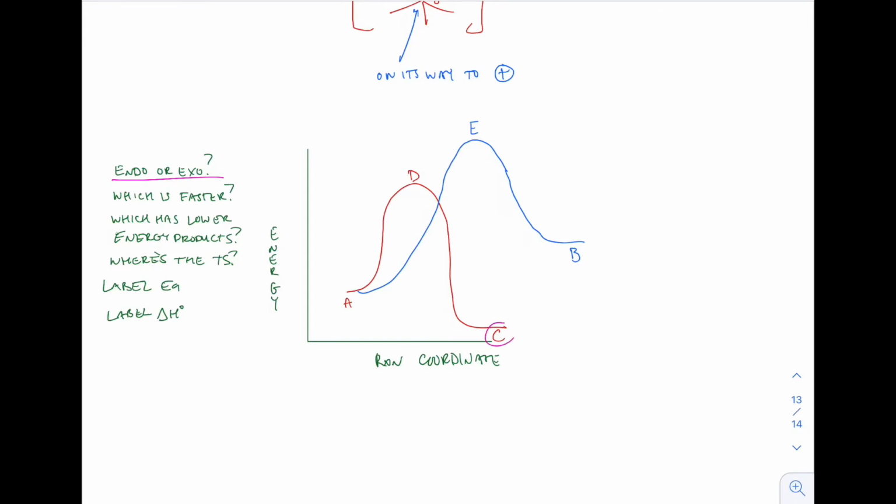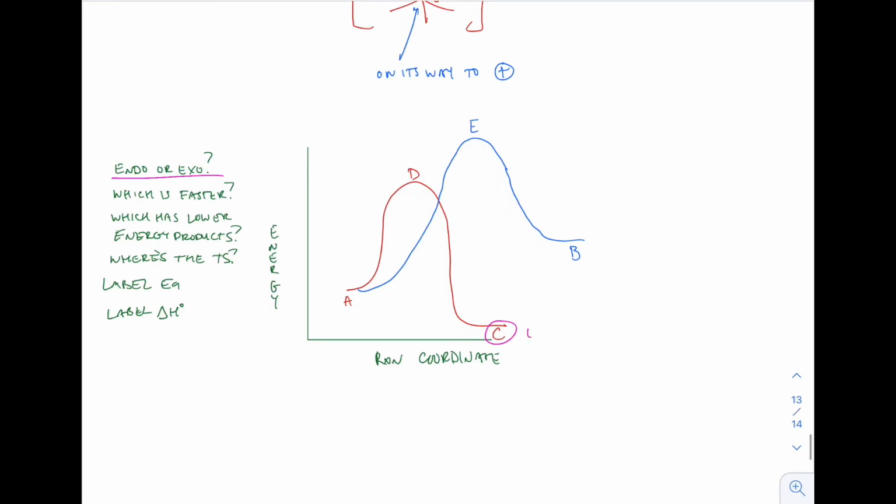Endo or exo. Okay, so C has a lower energy than A, so that's exo. B has a higher energy than A, so that's endo. All right, which is faster? So remember, this is all about activation energy. They both start at point A, and D is lower in energy than E, which is the top of that hill. So reaction A to C is going to be the faster reaction, which is lower energy products. Well, C, right? So that means the A to C is the lower energy products.